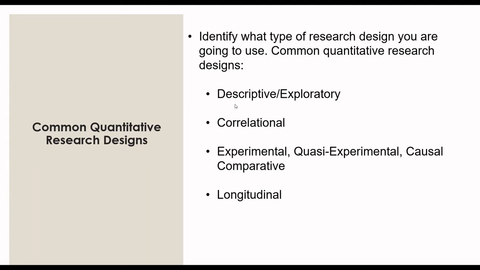dissertations. So you can have a descriptive exploratory design. You can have a correlational design. These 3 kind of go together: experimental, quasi-experimental, causal, comparative, and longitudinal. Now, each of these components will have a different phrasing for how you list your research question and hypotheses.